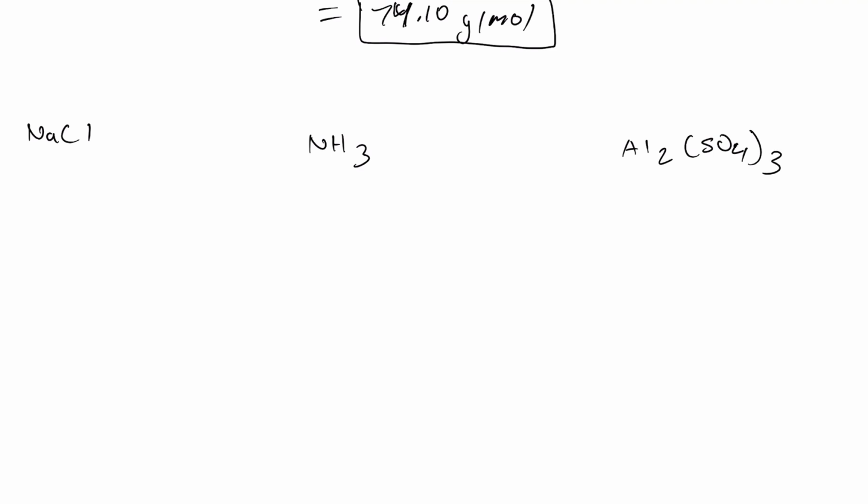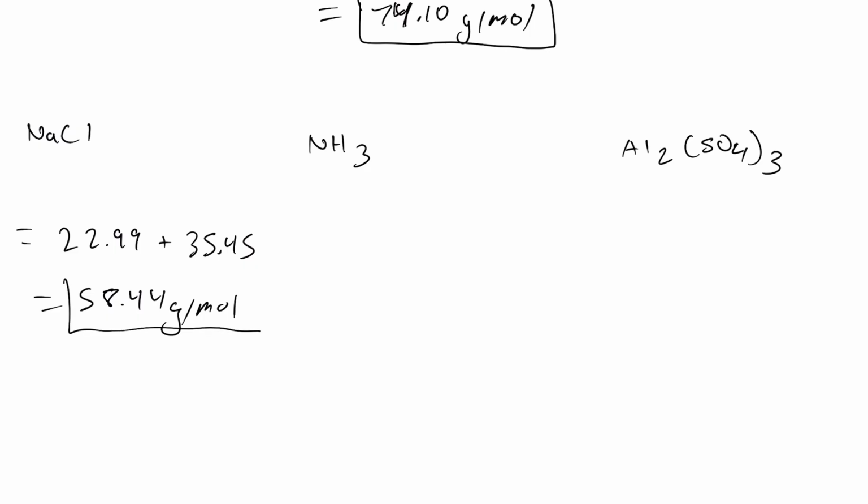For NaCl, I'm going to do this quickly since we've already gone over the process. The answer will be 22.99 plus 35.45 grams per mole, and that answer will be 58.44 grams per mole. So as you can see, the atomic mass of the sodium was 22.99 and the atomic mass of the chlorine was 35.45.